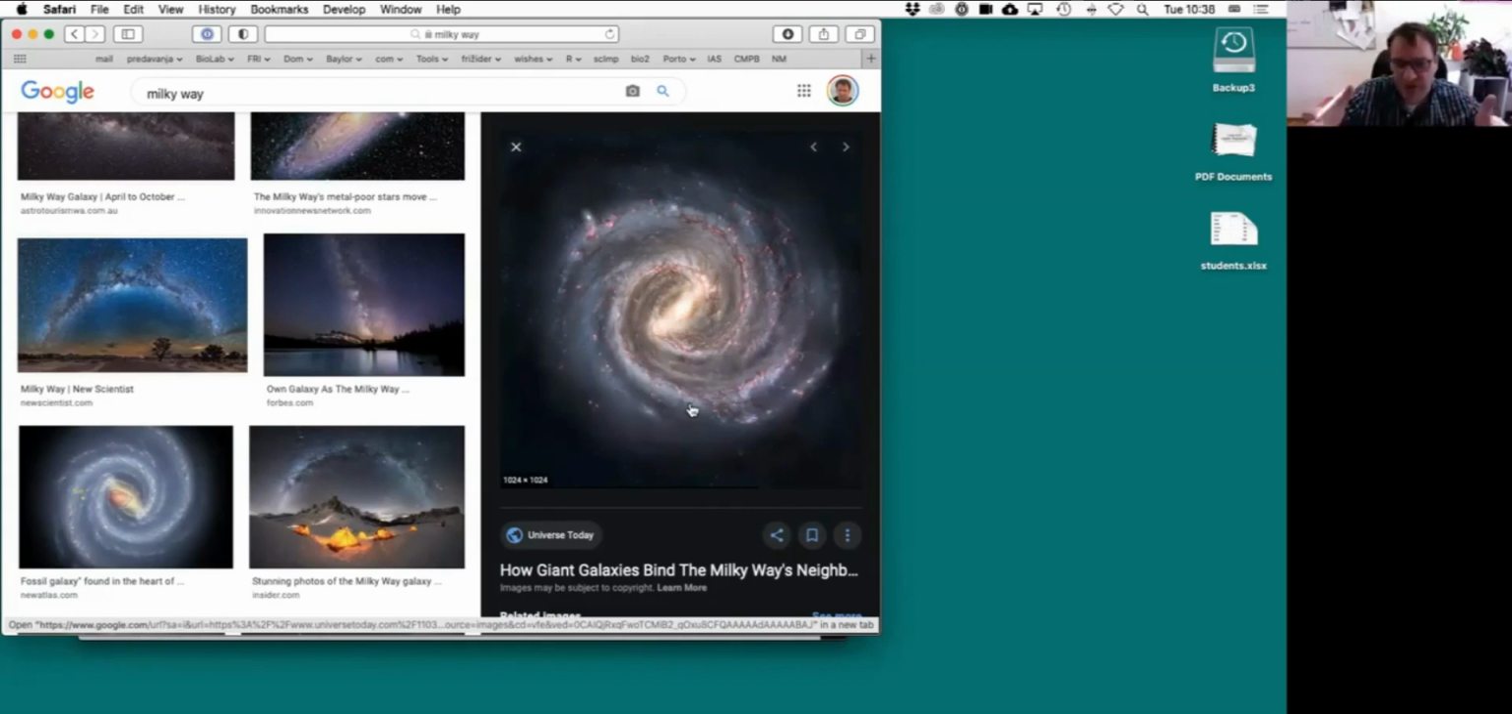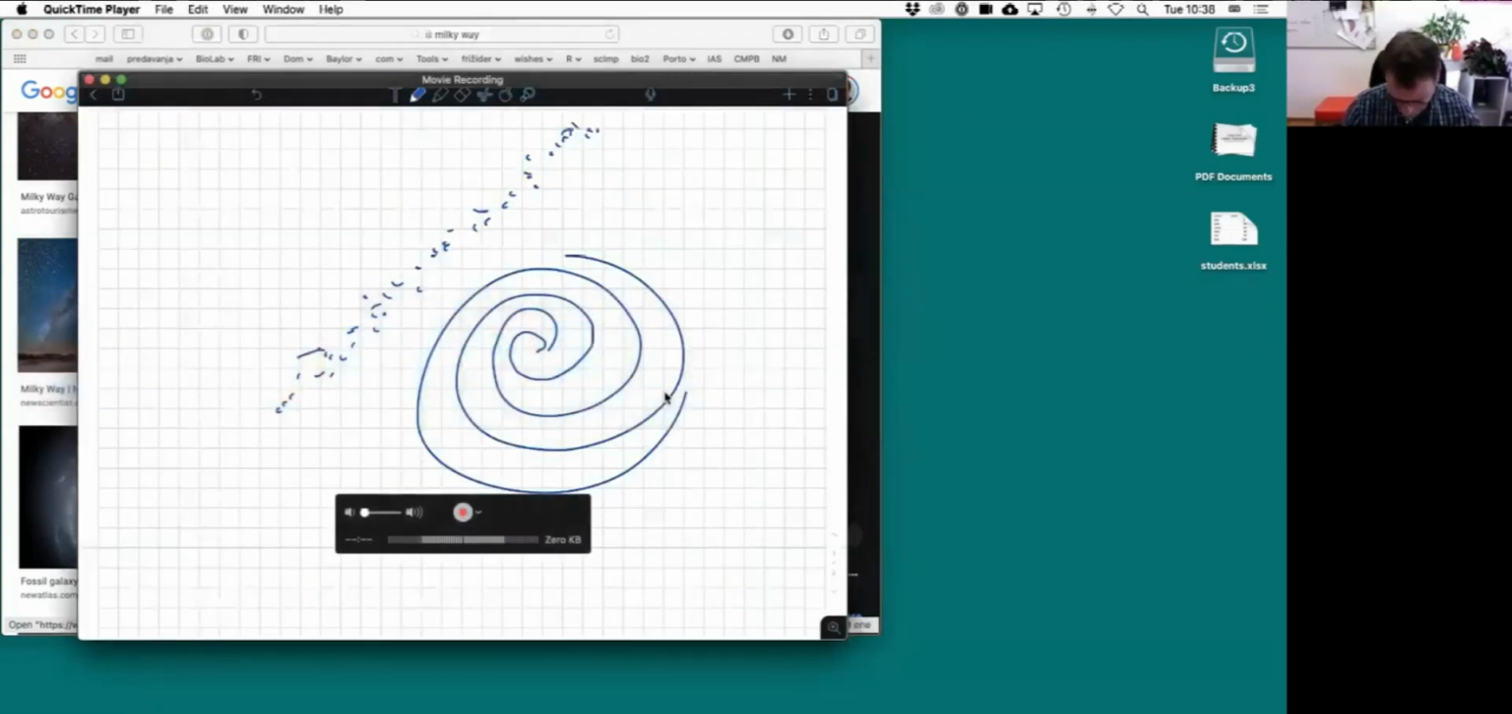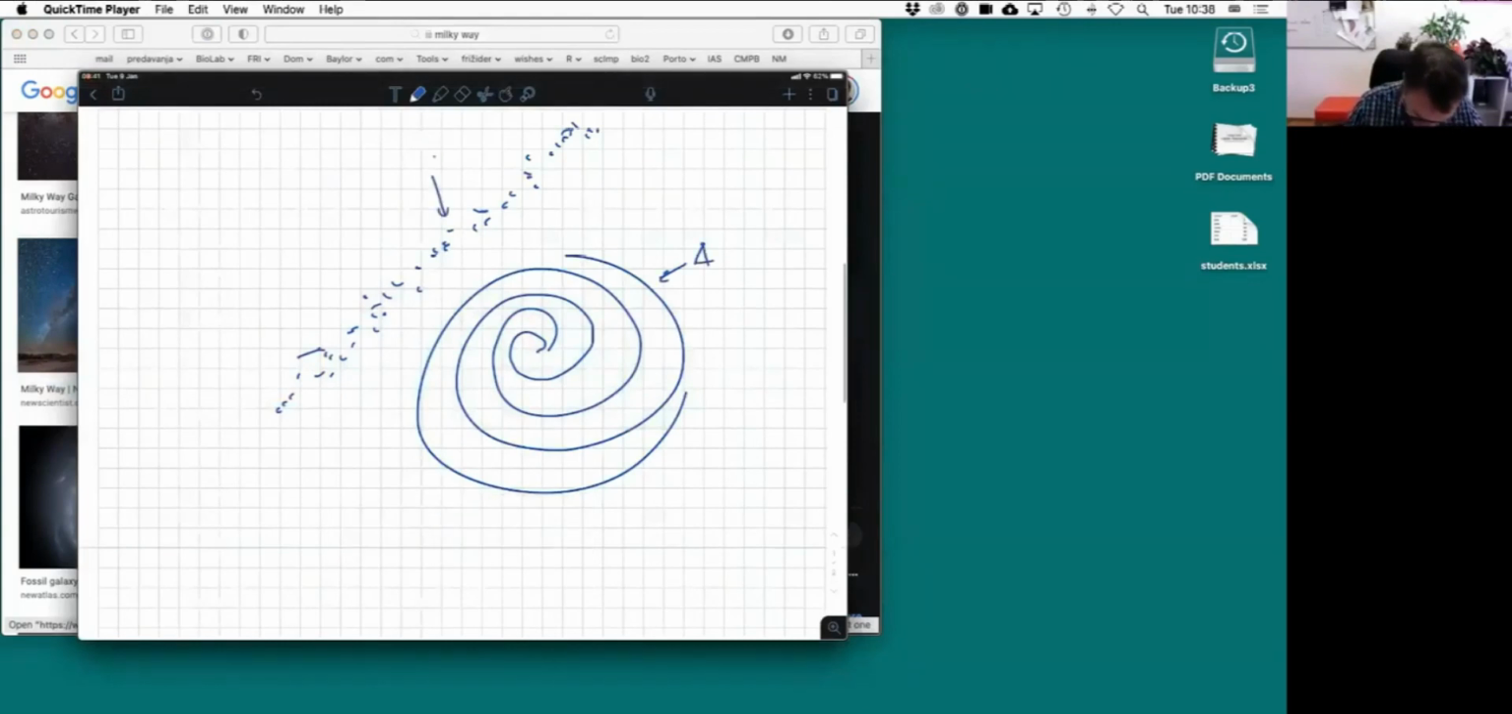But that's a model, right? So a model of the Milky Way. And I'm saying that this model is more informative. So if I have two models, say model A and model B, both of the models are correct, but model A reveals more about the Milky Way.